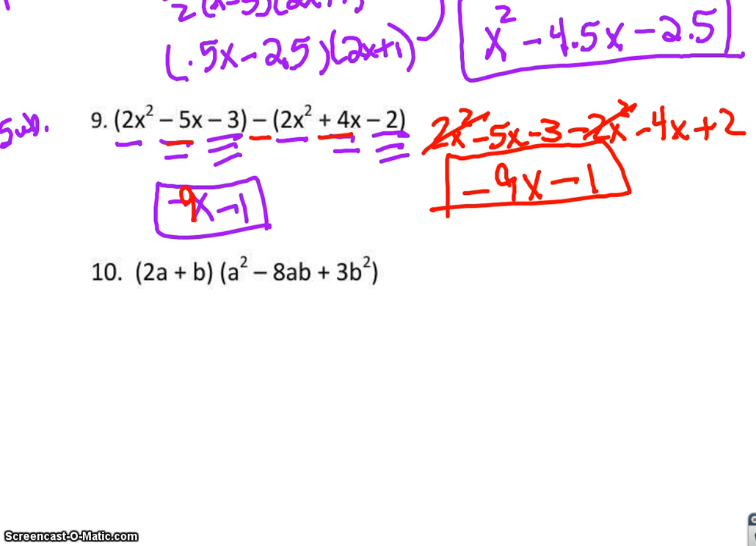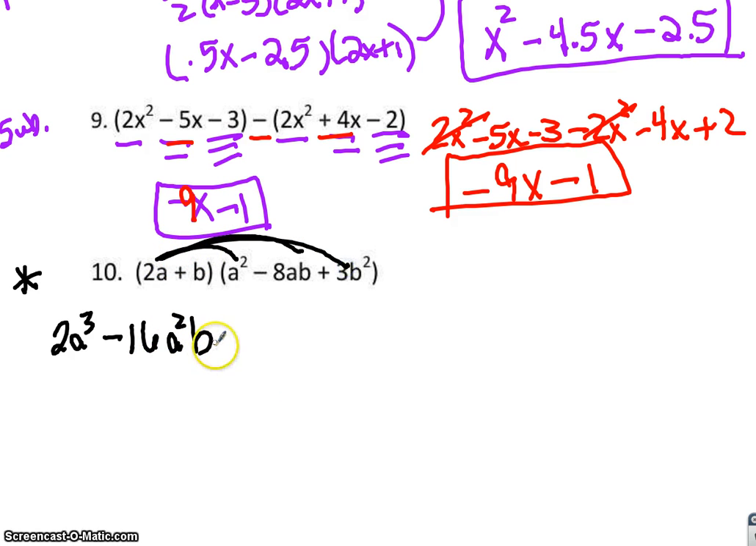Number 10, you are multiplying because they're touching each other. There are 3 terms in the second polynomial, so you have to distribute each of the first to everything. So 2a times a squared, 2a to the third. 2a times negative 8ab is minus 16a squared b. 2a times 3b squared is plus 6ab squared.